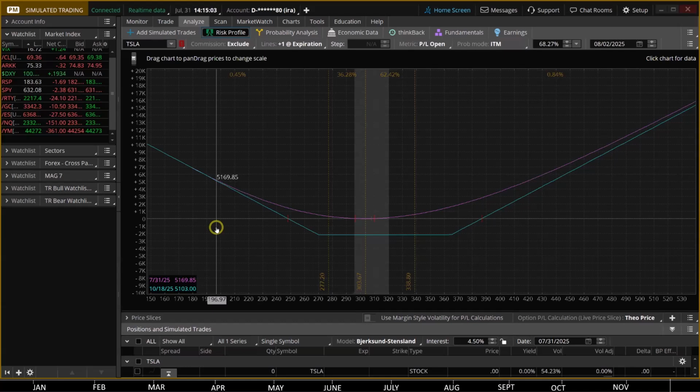And so I was looking at a strangle play on Tesla because the implied volatility was low, and I was expecting volatility to expand.